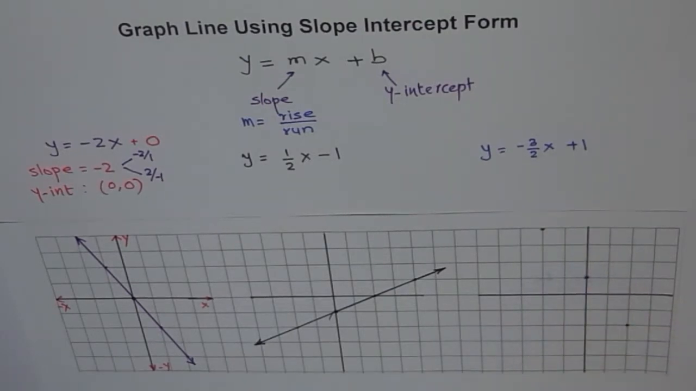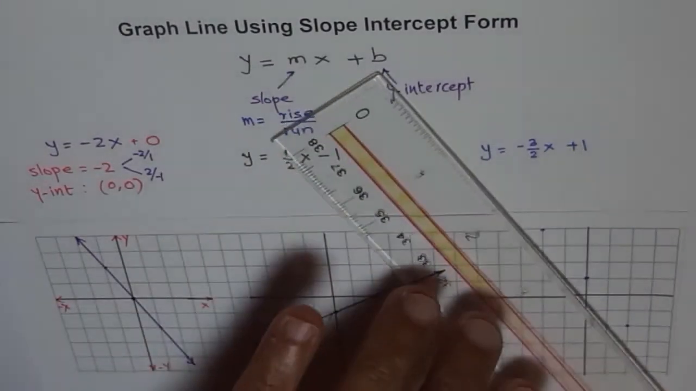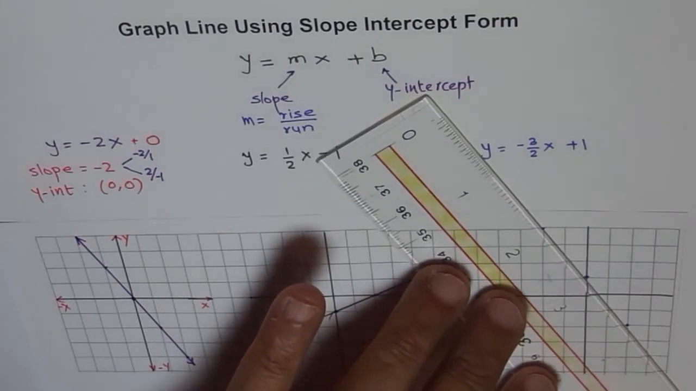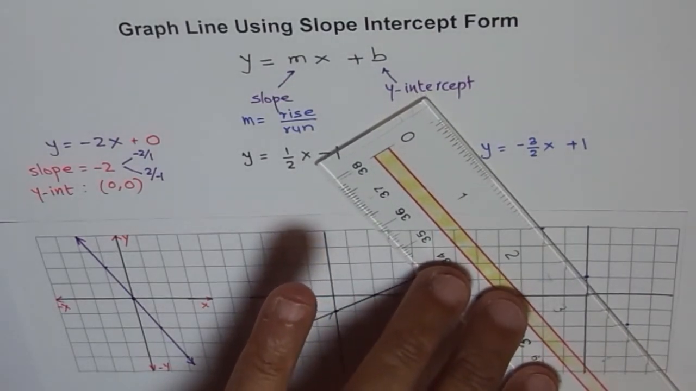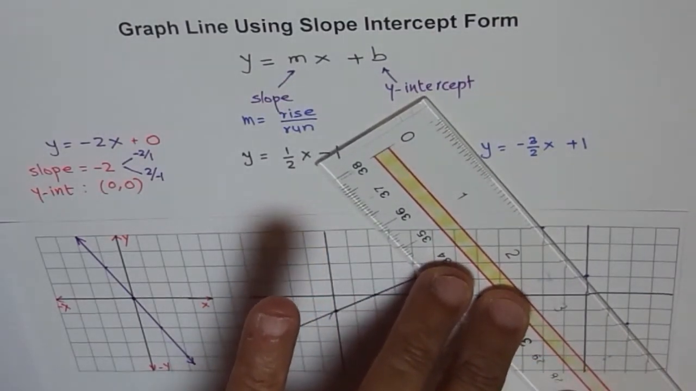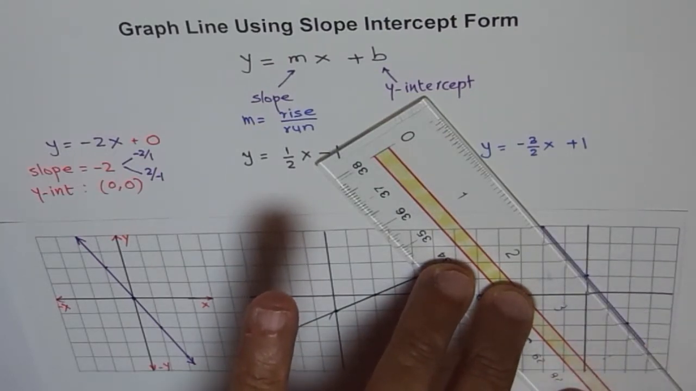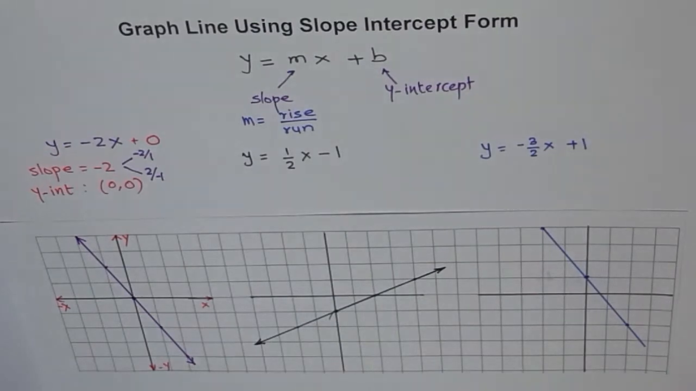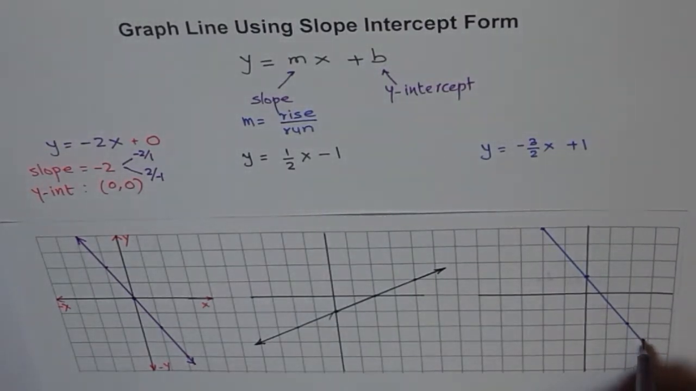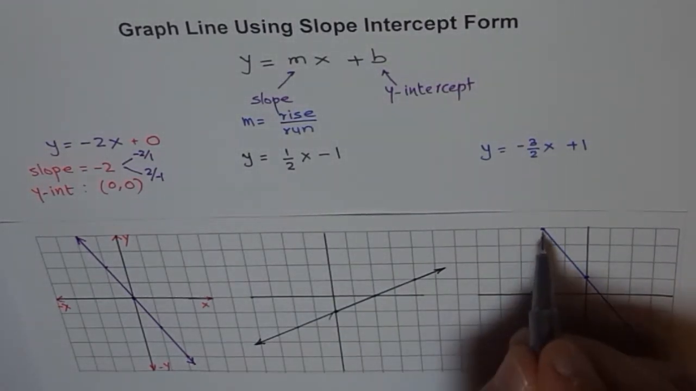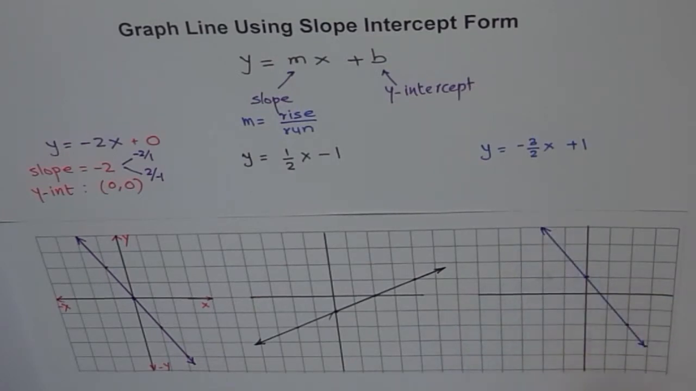Once you get your points, you just join them and the straight line will be formed. Let's join them. Okay, here it is. If by chance you find that they are not in a line, that means you need to check your points. Now these were all in a straight line, so our points are perfect. And then draw your arrow, correct?